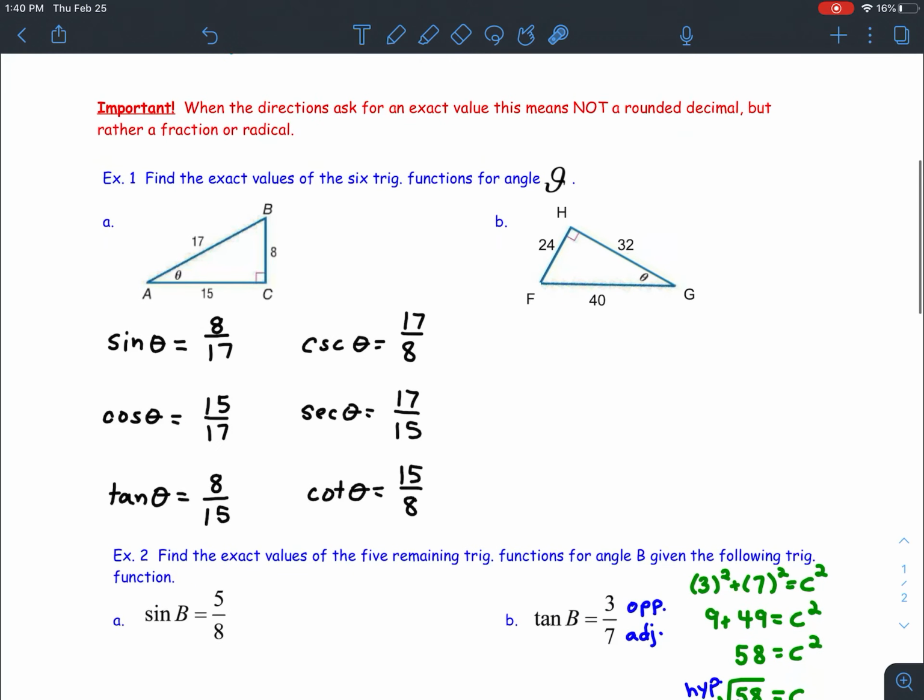So what we're going to be doing down here is we are not using our calculator at all on any of these problems on this notes page until we get to the last few problems on the back.